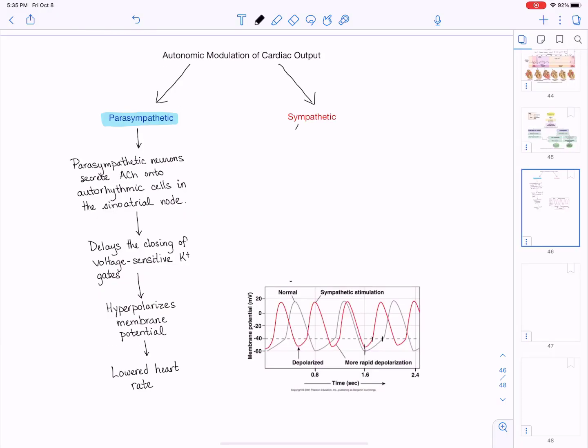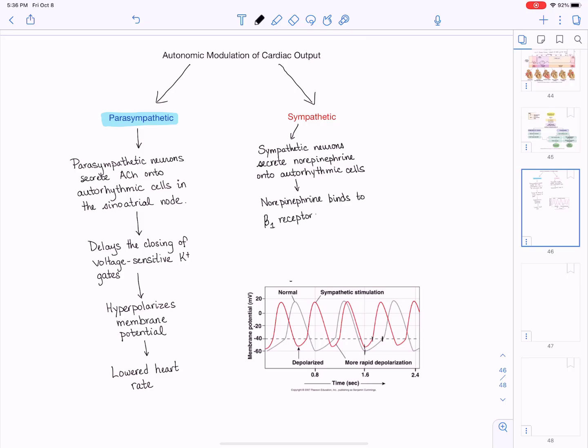Let's turn our attention to the sympathetic nervous system. The sympathetic nervous system causes both an increase in heart rate and an increase in stroke volume. Now, we've already covered the mechanisms by which the heart rate is increased, so we'll recap here briefly. The neurotransmitter that is secreted by sympathetic neurons is largely norepinephrine, though occasionally epinephrine is secreted as well. The receptors in this case are called beta-1 receptors.